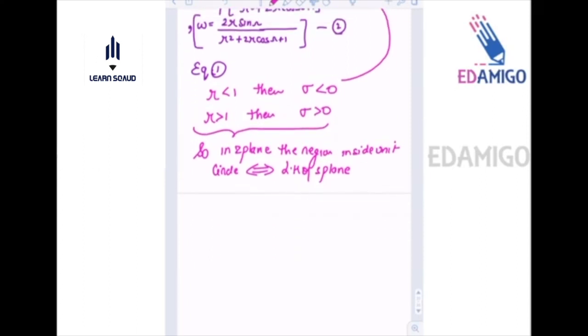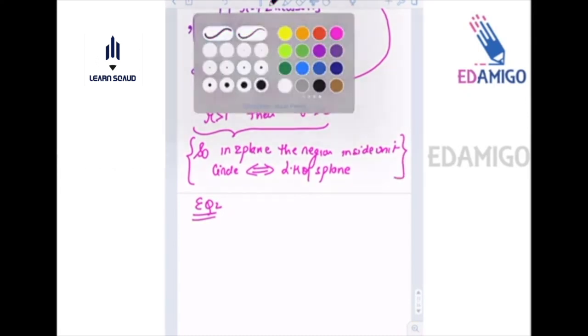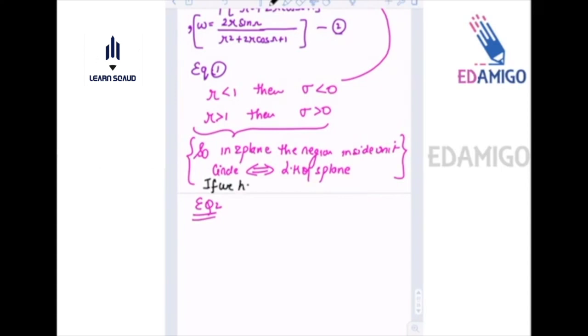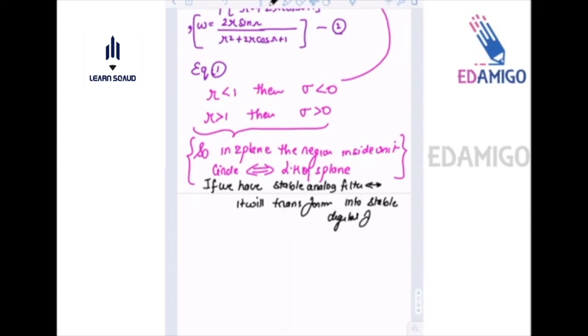Now equation number 2. So from here we can see that if we have a stable analog filter, then it will transform into a stable digital filter.